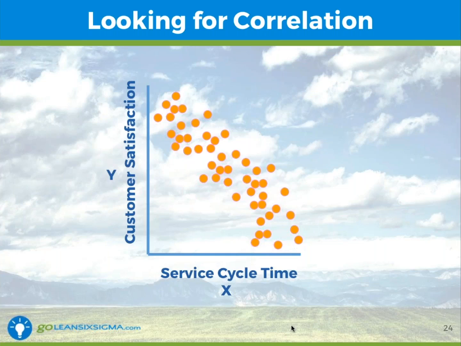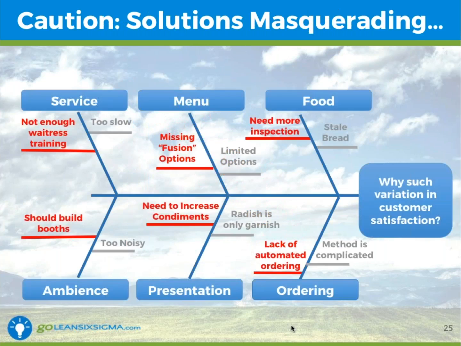Now, on the flip side, what Tracy and I often see is something completely different, and I will show you an example of that. So we don't see too slow. We see things like there's not enough waitress training, there's missing fusion options on the menu, the food, we need more inspection, how's that stuff getting out there? We need to increase the number of condiments. We should build booths, right? That would cut down on the noise. And there's not enough automated ordering. We see what we call solutions masquerading as problems.